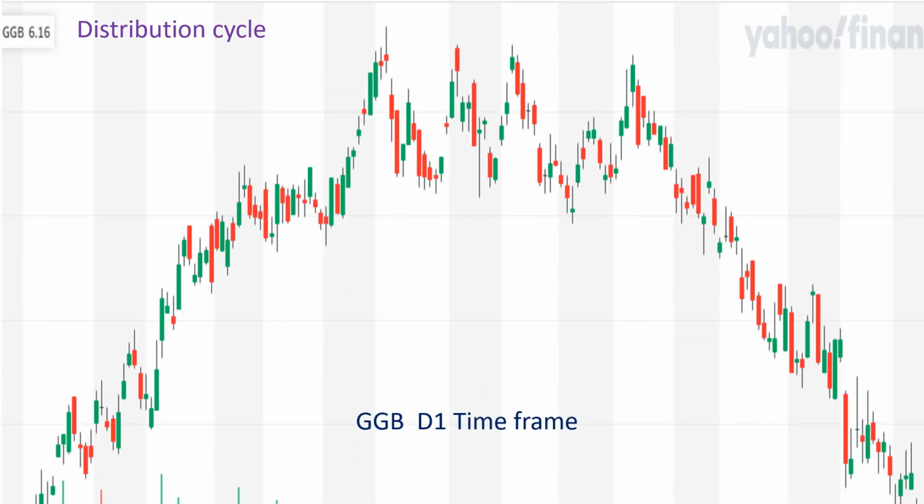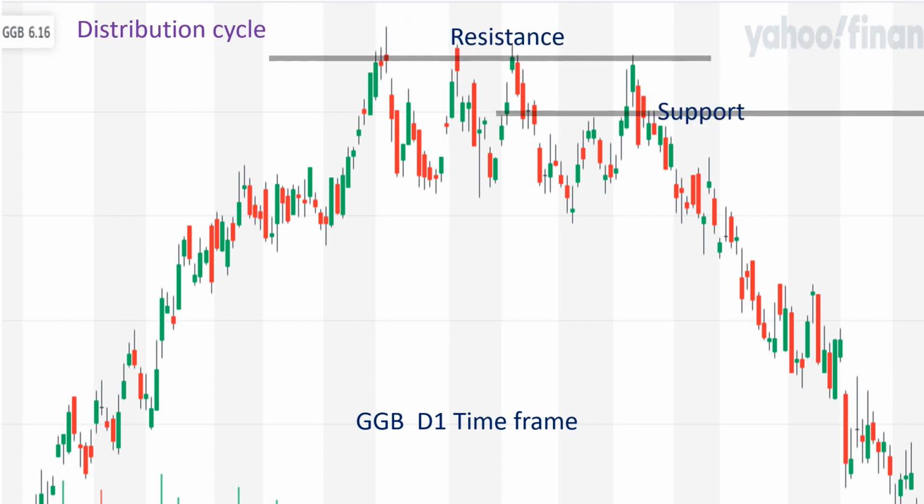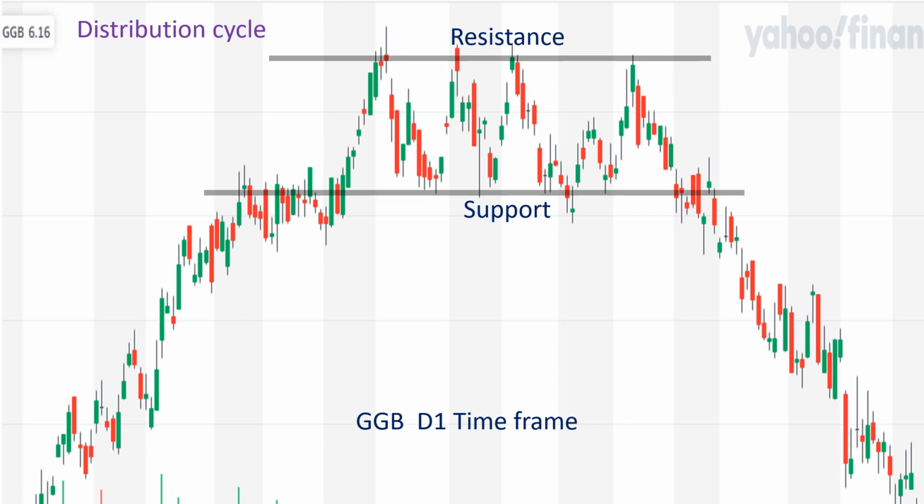The third cycle is distribution cycle. This is the price trend, the GGB stock, D1 time frame. This is the resistance area, and this is the support area. When the price reached near the top, going upward, the volume tends to increase due to bearish pressure, or a strong increase in supply absorbing the demand, or in other words, the smart money starts selling or taking profit, as we explained in the previous slide.